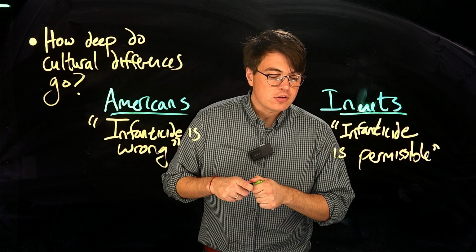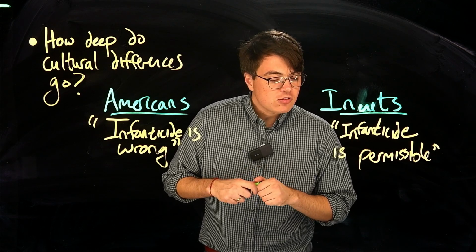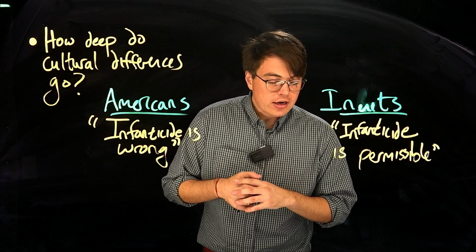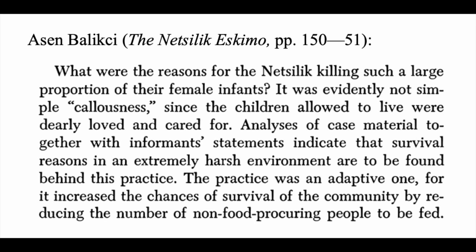ethnographer reports about this. What were the reasons for the Netsilik, one of the groups that practiced this, killing such a large proportion of their infants? It was evidently not simple callousness. Of course not, since the children allowed to live were dearly loved and cared for. Analysis of case material together with informant statements indicate that survival reasons in an extremely harsh environment are to be found behind this practice. The practice was an adaptive one, for it increased the chances of survival of the community by reducing the number of non-food procuring people to be fed.